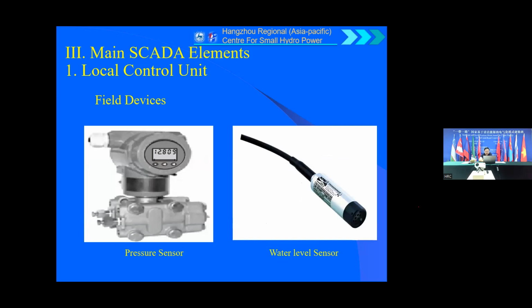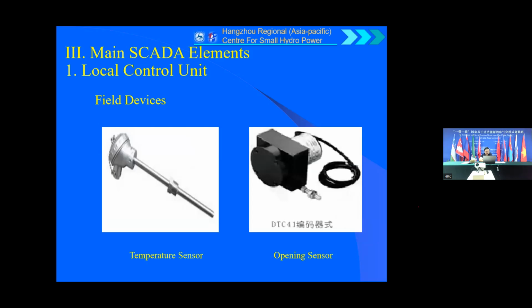And the next one is the water level sensor. It will be used to measure the water level of the forebay, the tailwater, and the water level of the water collecting well. The temperature sensor is also very widely used in power stations. It's very important. If the temperature is very high, that will cause damage to the system. So we put the sensors in the area we want to measure, and we get the temperature of this part. And the next one is the opening sensor. It will be used to measure the opening of the guide vane, or the opening of the gate.